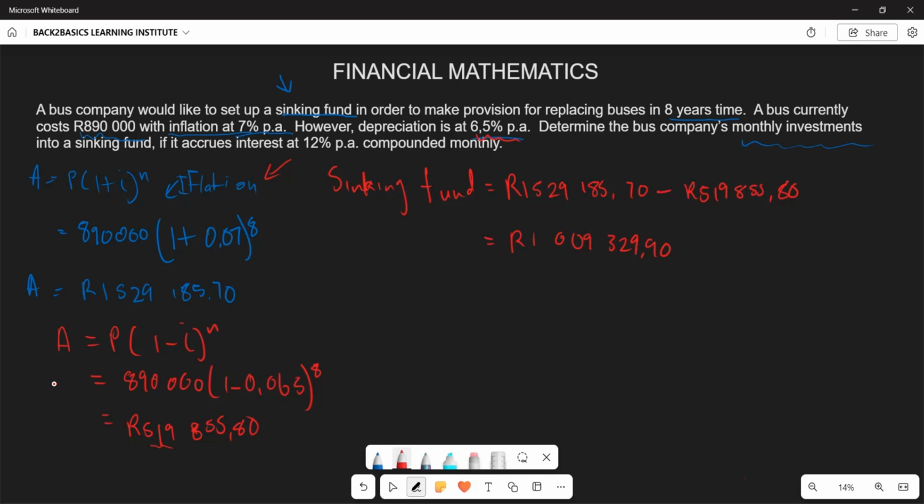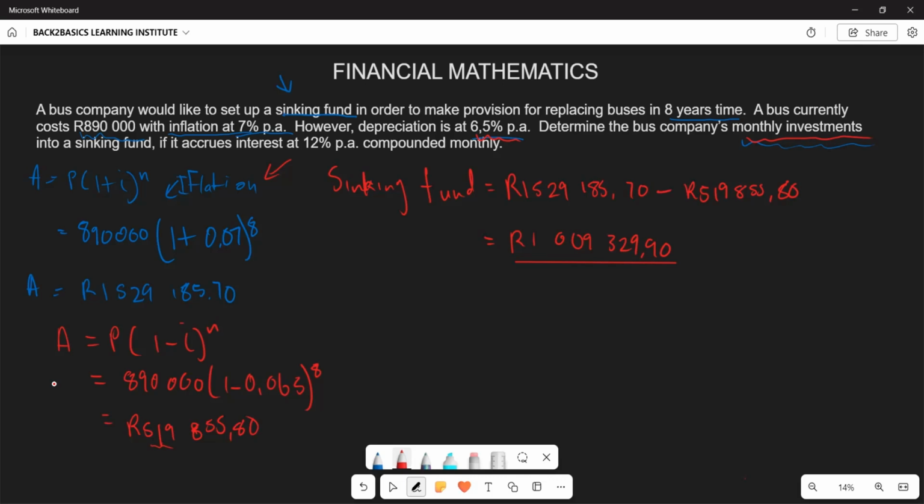However, now the question was to determine the monthly investment. Now, if the bus costs this amount of money, how much then do they need to invest for the duration of 8 years in order for them to be in a position to make this 1,009,329.90? Right? So that's what we are going to look at.